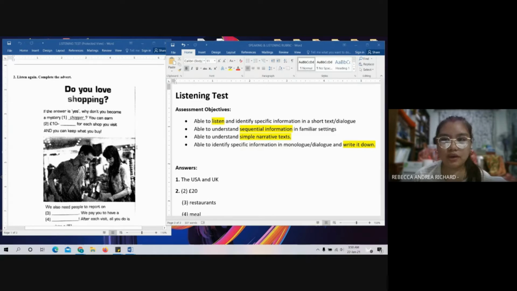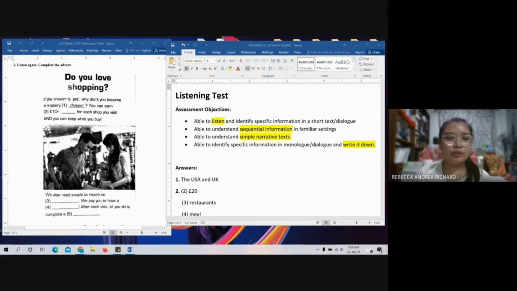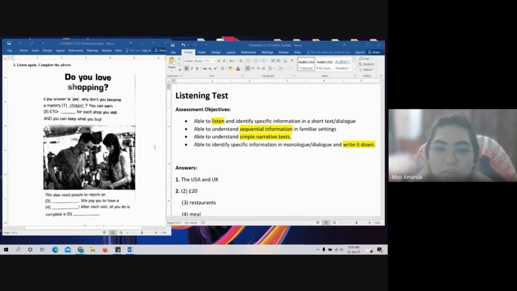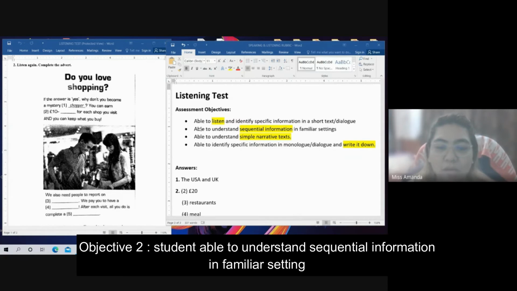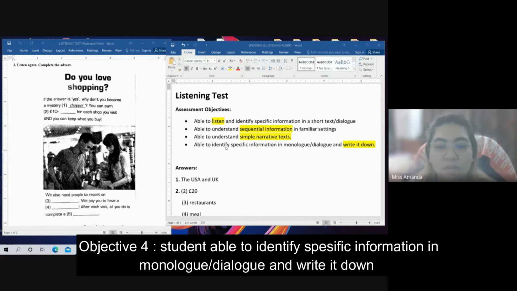Okay, thank you. Moving on to the second exercise, which will be explained by Amanda. In activity 2, if the students are able to answer the question correctly, they achieve all of the objectives actually, but it touches specifically on objective number 2, which is being able to understand sequential information in familiar settings, and also being able to identify specific information in monologue or dialogue and write it down.